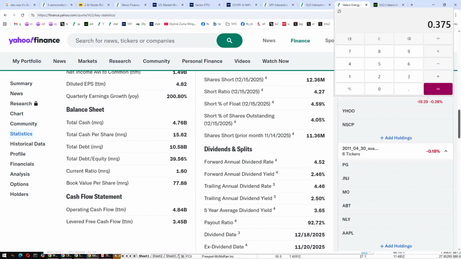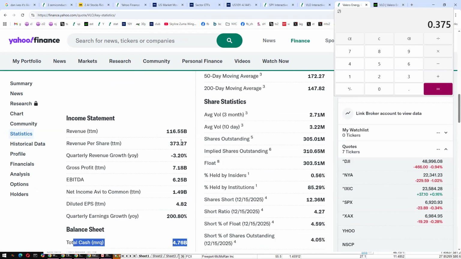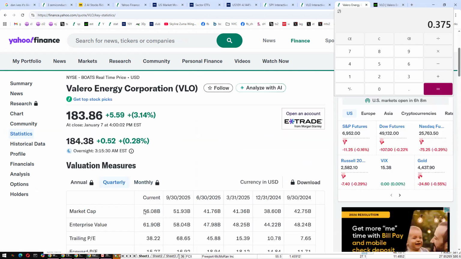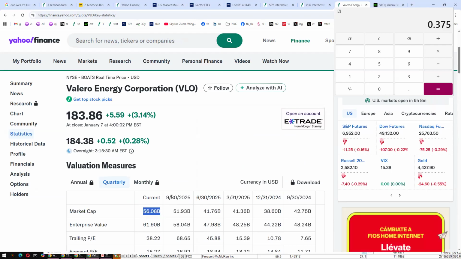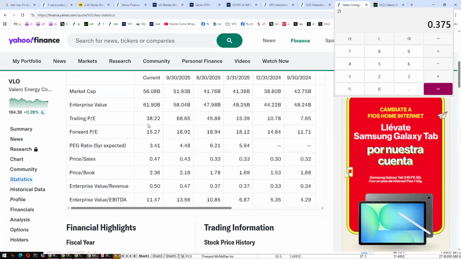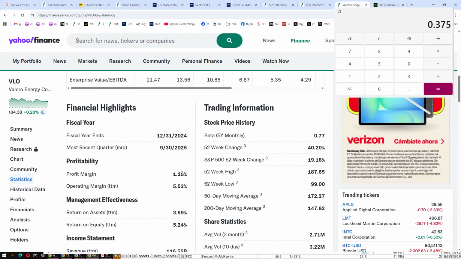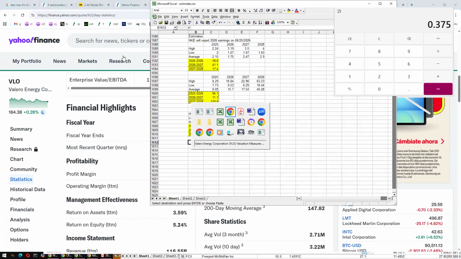Let's look at the balance sheet. The total debt is 10 billion. The total cash is 5 billion. So there's 5 billion in net debt and their market cap is 56, so about 10% of their money is in debt. That's not that bad. But you can see that they're not that profitable of a company. So I would tend to stay away from this one, even though they have a lot of business coming in with Venezuela.